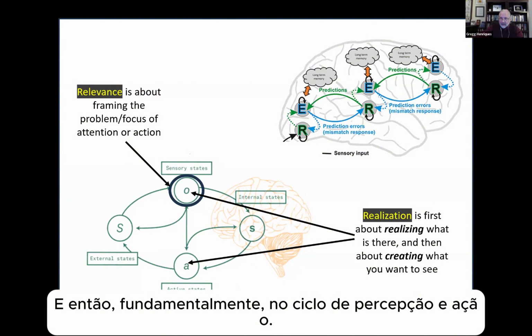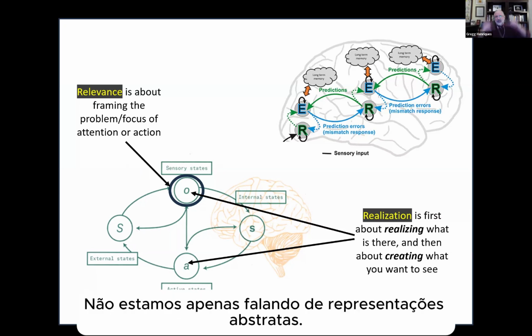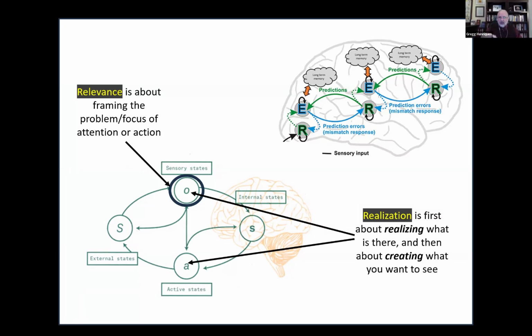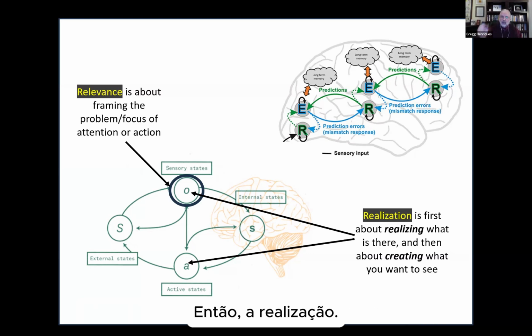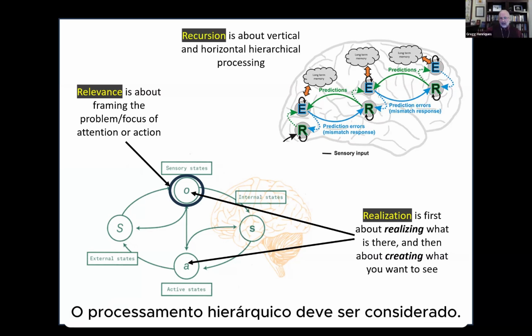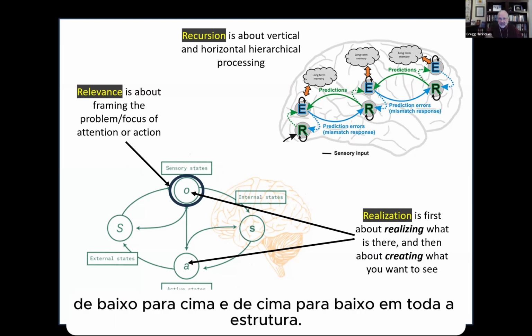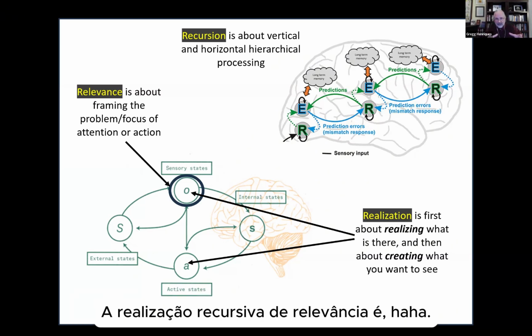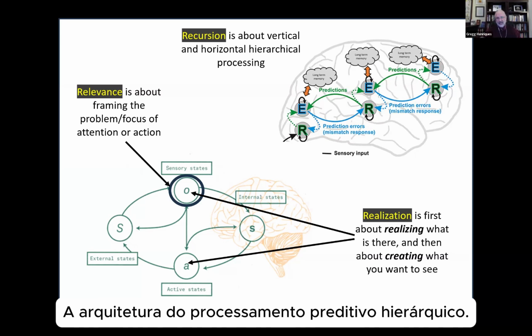And then fundamentally in the perception-action loop, you're engaged in creating. And of course, the whole idea of the extended mind, 4E cognition, is that we're not just talking about abstract representations, we're talking about animals that are perceiving and acting in a dynamic feedback loop. And so realization fundamentally is about circling that loop. And then guess what hierarchical processing really should be considered? It should be considered as a recursive process that spreads across multimodals, bottom up and top down across the structure. So recursive relevance realization is the architecture of hierarchical predictive processing, in my view.